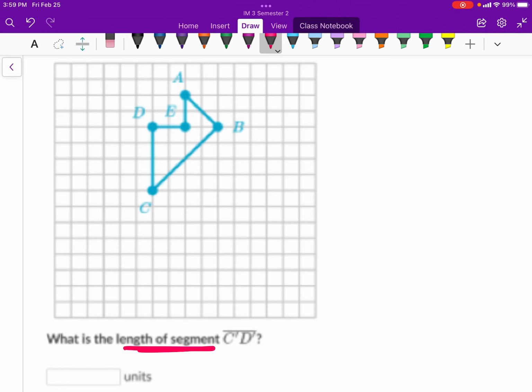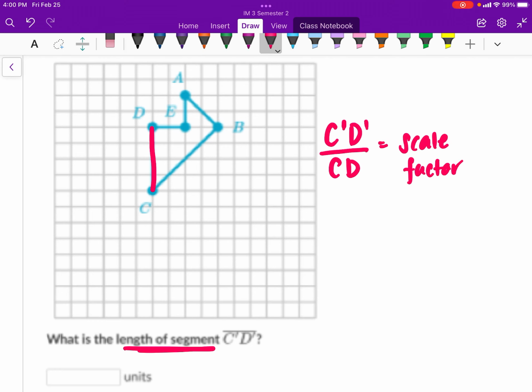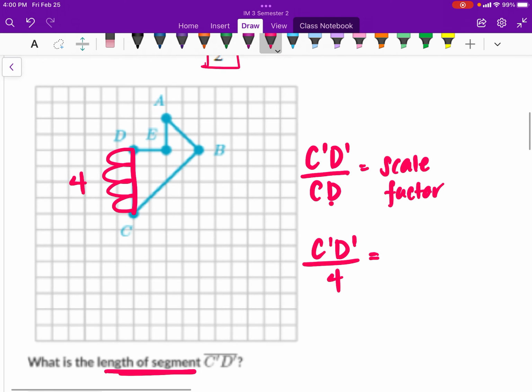Now, whenever we do the dilation, guys, it's going to be the new image of CD. If we're going to use the formula here, it is going to be C prime, D prime over CD equal to our scale factor. So we actually don't know what C prime, D prime is, so that's the unknown. But we do know what CD measures. I'm actually just going to go ahead and count that out. It's 1, 2, 3, 4. So CD equals 4. We also do happen to know our scale factor here. So this is 4, and our scale factor is 1/2.